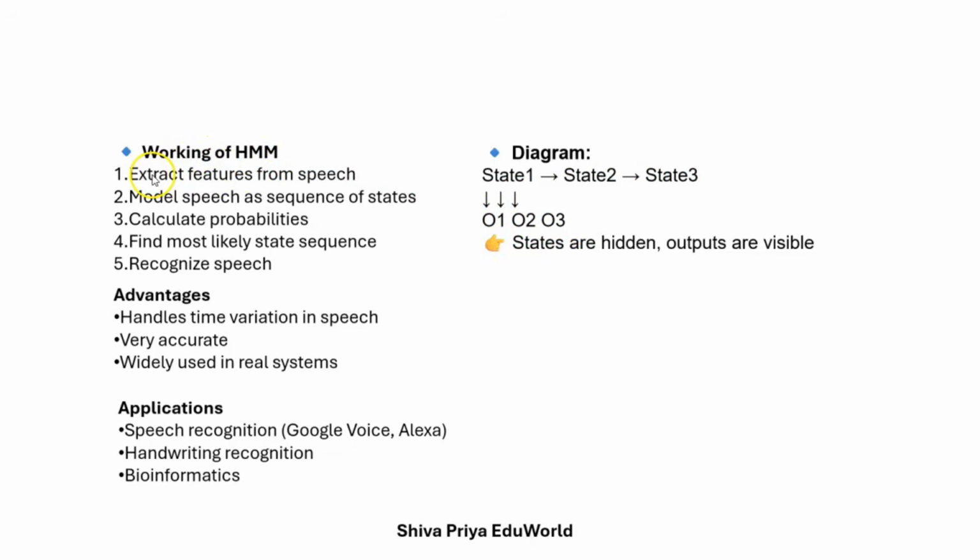Working of HMM: it extracts the features from speech and models speech as a sequence of states. After that, it calculates the probabilities and finds the most likely state sequence. After that, it recognizes the speech. This is how exactly the HMM works. The advantages are that it handles the time variation in speech, which is the biggest advantage, and it is very accurate compared to VQ. Widely used in real systems.